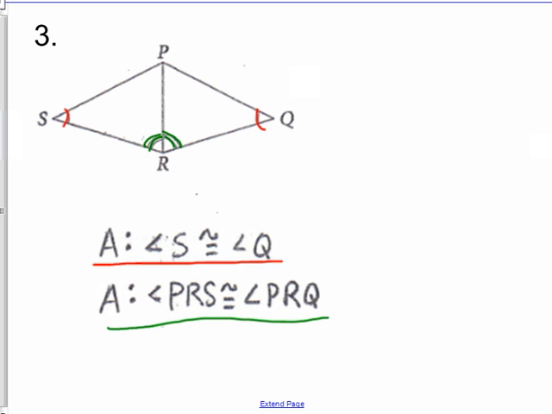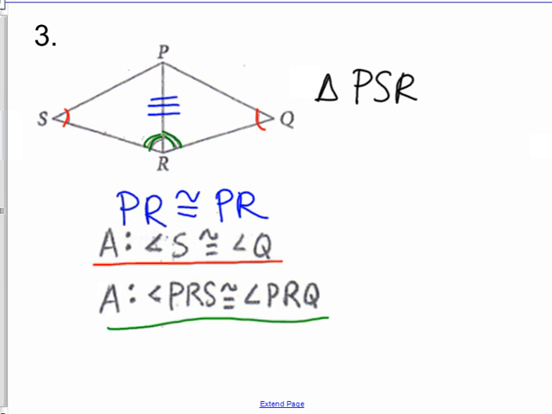Well, again, take a look. I'm going to say that PR is congruent to PR because of the reflexive property. So I'm going to say that these triangles are congruent. Triangle PSR is congruent to triangle PQR by angle, angle, side.